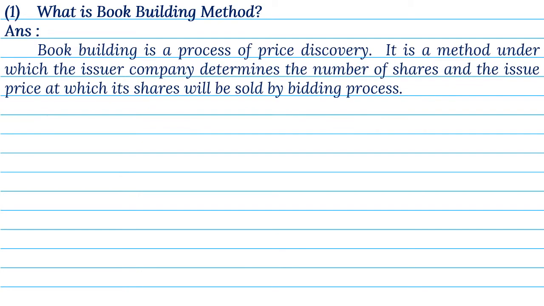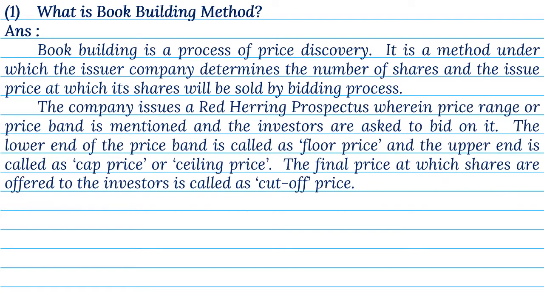Answer. Book building is a process of price discovery. It is a method under which the issuer company determines the number of shares and the issue price at which its shares will be sold by bidding process. The company issues a red herring prospectus wherein price range or price band is mentioned and the investors are asked to bid on it. The lower end of the price band is called as floor price and the upper end is called as cap price or ceiling price.